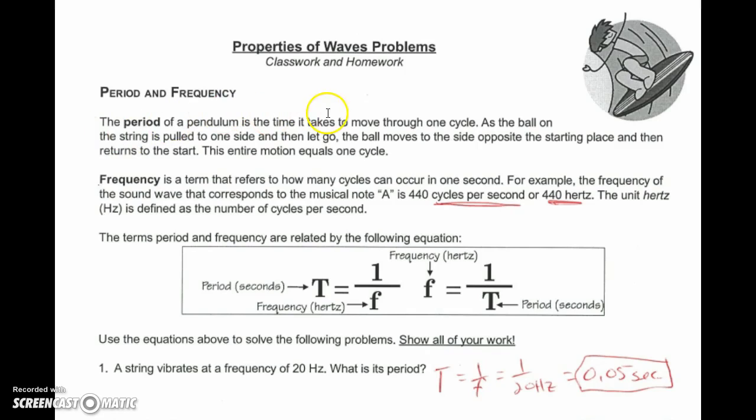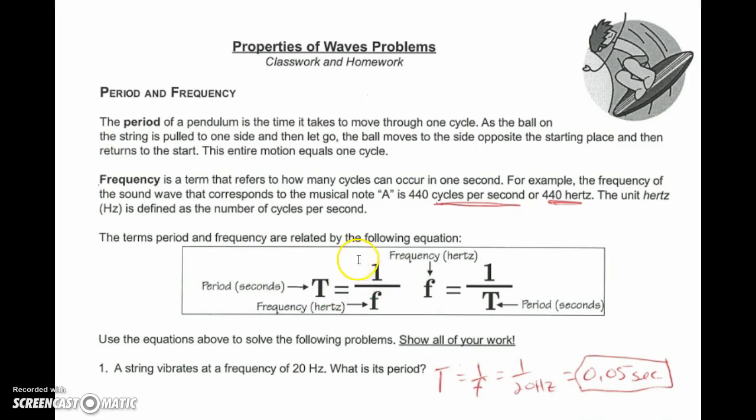The period of a pendulum is the time it takes to move through one cycle. And frequency is a term that refers to how many cycles can occur in 1 second. So you'll see that these are inversely related. For example, period measured in seconds is denoted by the symbol capital T. Period equals 1 over frequency. Frequency is measured in hertz. It's essentially like a per second.